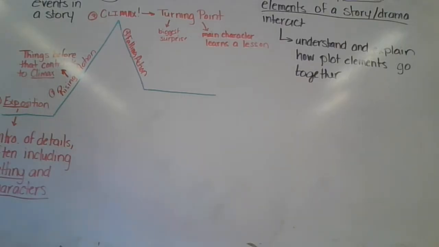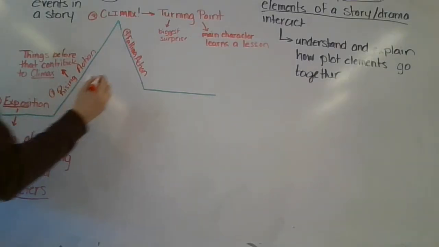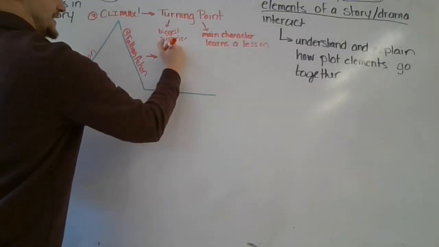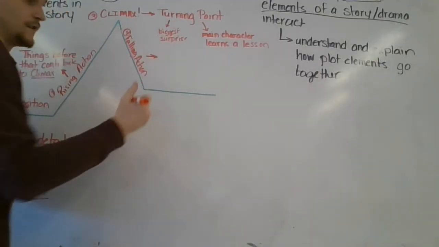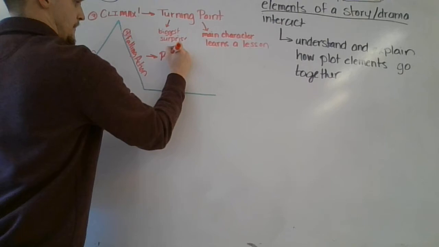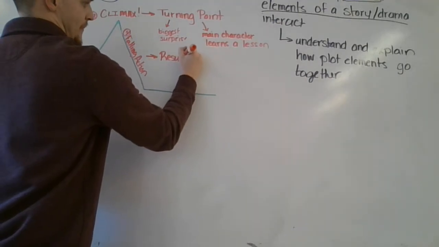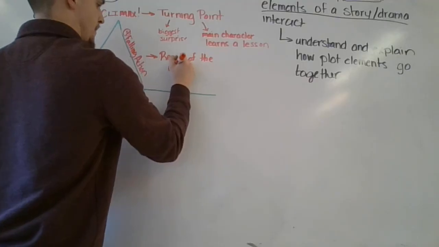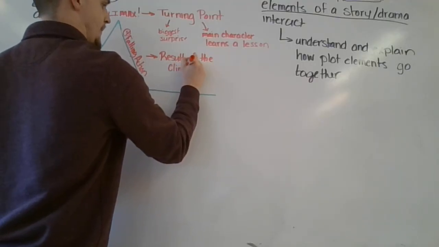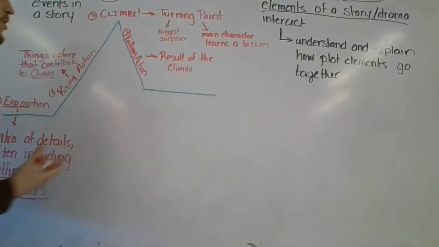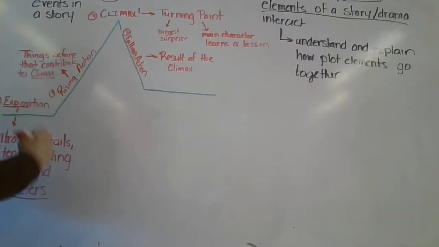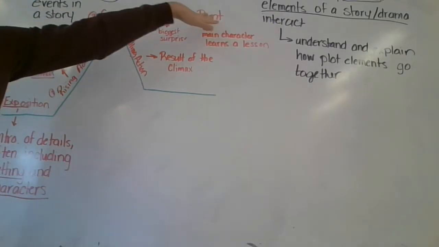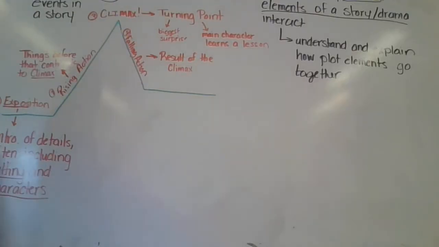The falling action is what happens after, is the result of the climax. That's the result of the climax. So 2, 3, and 4 all kind of go together. What builds up to the climax, what is that turning point, and what is the result of that climax?